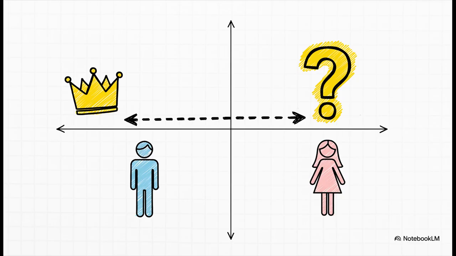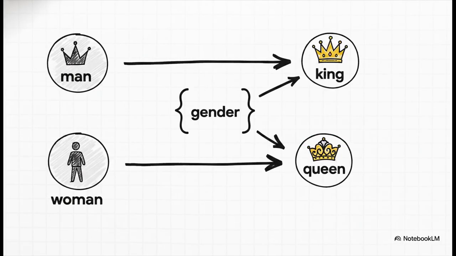It's amazing. So think about this classic example. What do you think happens if we take the coordinate for the word king? Then we subtract the coordinate for man, and then we add the coordinate for woman. What new point on our map do we land on? The result is the vector, the coordinate that is closest to the word queen. Just think about that for a second. That's incredible. It means the model hasn't just memorized definitions. It has actually learned the relationship between words. That direction from man to woman represents a concept, like gender, that it can now apply to other words.